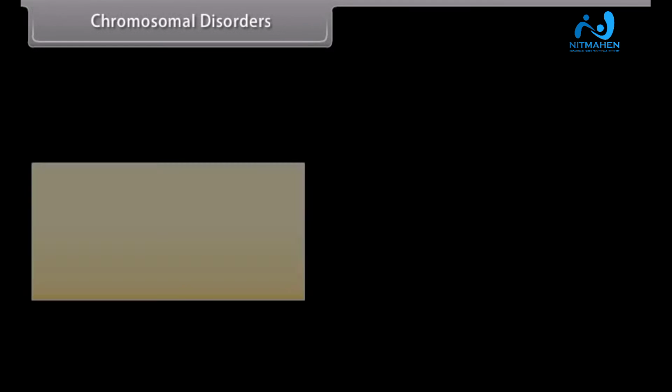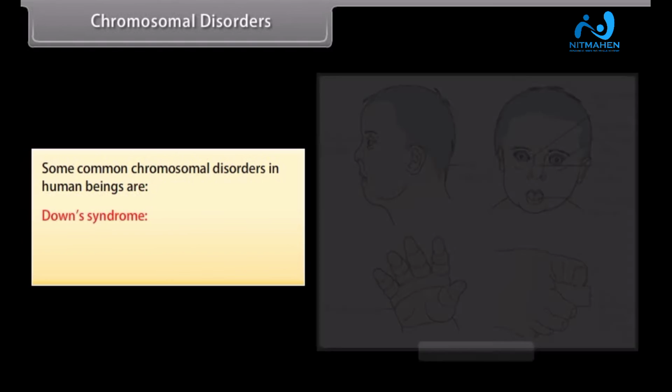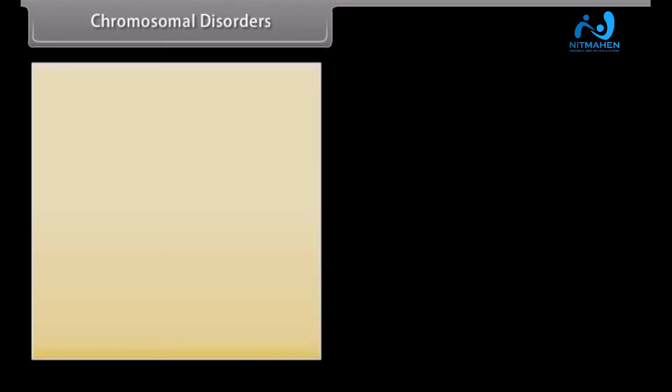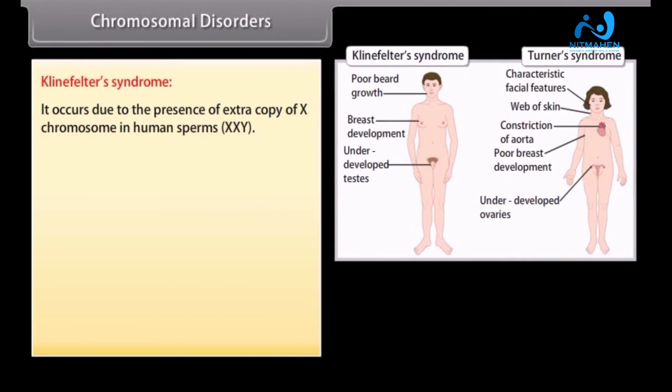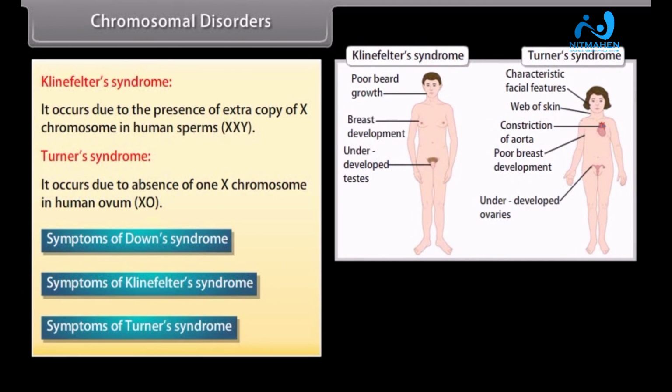Chromosomal disorders. Some common chromosomal disorders in human beings are Down's syndrome. It occurs due to the trisomy of chromosome number 21. Klinefelter's syndrome: it occurs due to the presence of an extra copy of X chromosome in human sperms, XXY. Turner's syndrome: it occurs due to the absence of an X chromosome in human ovum, XO.